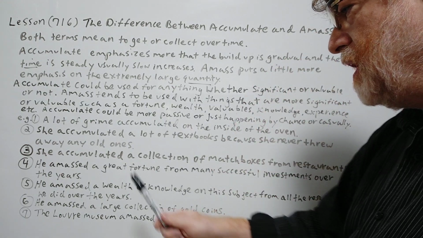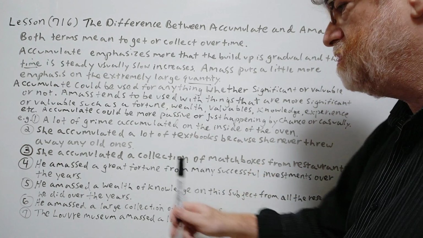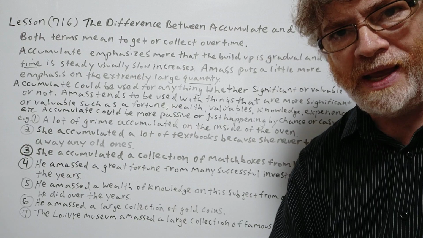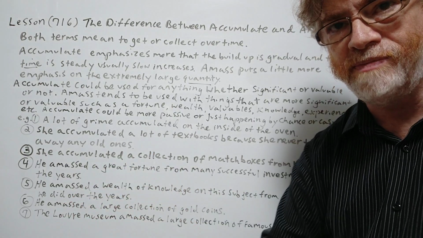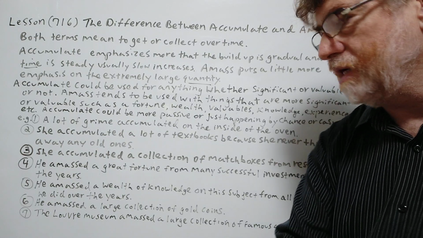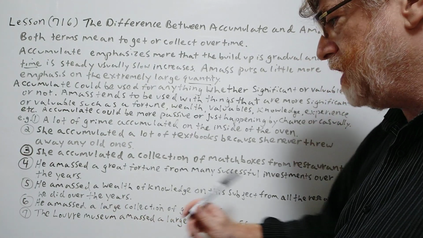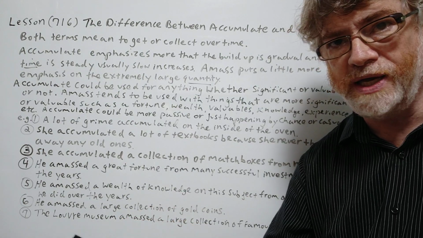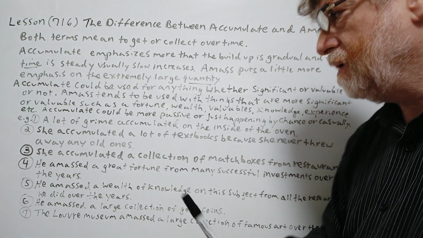Okay, good. Number 4, he amassed a great fortune from many successful investments over the years. Well, obviously this is money, this is wealth. So amass, especially if you want to emphasize that the number is really large, amass might be more likely to be used here. Number 5, he amassed a wealth of knowledge on this subject from all the research he did over the years. Yeah, so again, the knowledge is valuable as well.